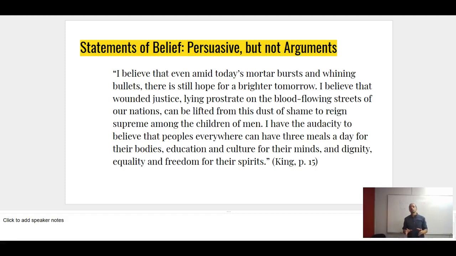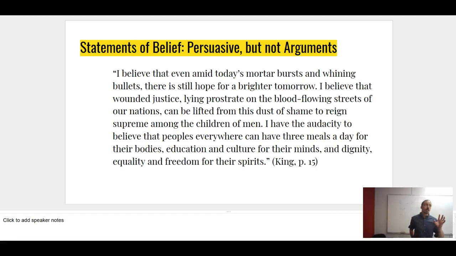So Martin Luther King said, "I believe that even amid today's mortar bursts and whining bullets, there's still hope for a brighter tomorrow. I believe that wounded justice, lying prostrate on the blood-flowing streets of our nations, can be lifted from this dust of shame to reign supreme among the children of men. I have the audacity to believe that people everywhere can have 3 meals a day for their bodies, education and culture for their minds, and dignity, equality, and freedom for their spirits."